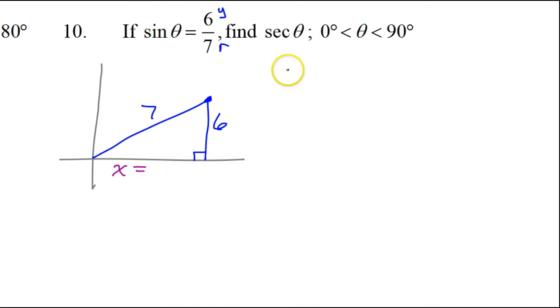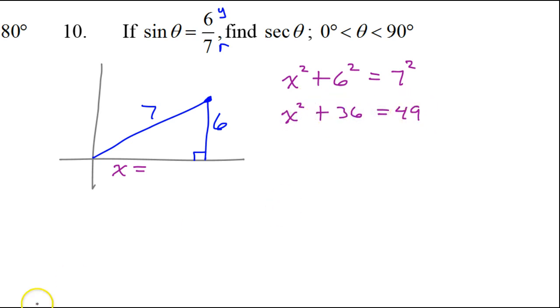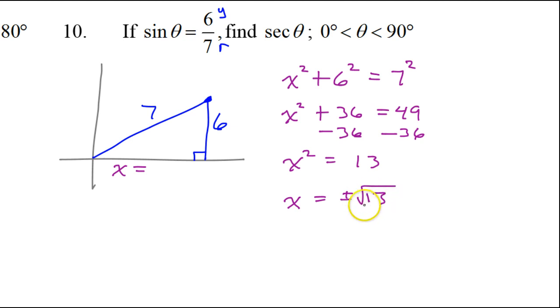So that's why I'm about to do the Pythagorean theorem, which is going to go x squared plus 6 squared is equal to 7 squared. So x squared plus 36 is equal to 49. Subtracting 36 from both sides, I'm going to get x squared is equal to 13, and then taking the square root of both sides, I get x is equal to positive or negative radical 13. Since x is going to the right, I'm going to know that this will be positive radical 13, so there you go.